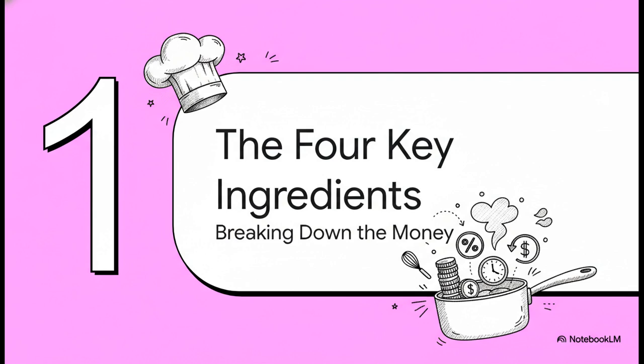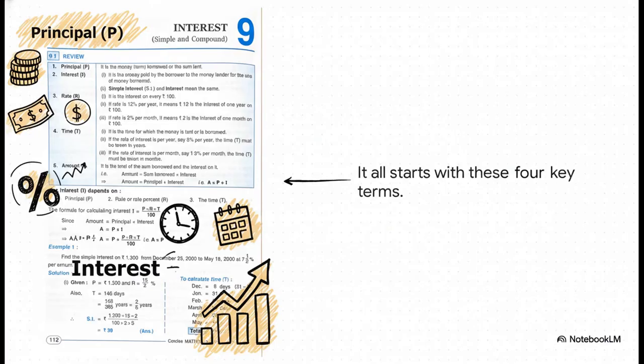So, to really get a handle on simple interest, there are just 4 key things you gotta know. I like to think of them as the ingredients in a recipe. You learn what they are, and suddenly you can start cooking with your money. And here they are, our 4 essential ingredients: principal, rate, time, and of course, interest. Let's just quickly break down what each of these really means in plain English.